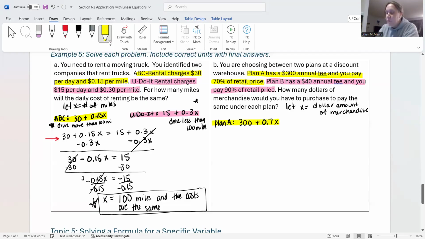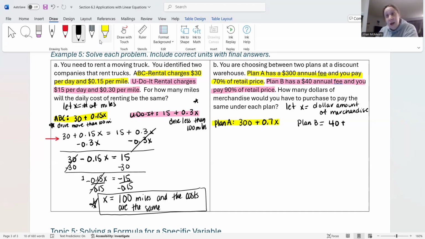Okay, now for Plan B, this one's a little different. This one seems to be geared more towards people who aren't going to be spending as much, and I'll explain why in a bit. But for Plan B, you pay $40 a year, okay?